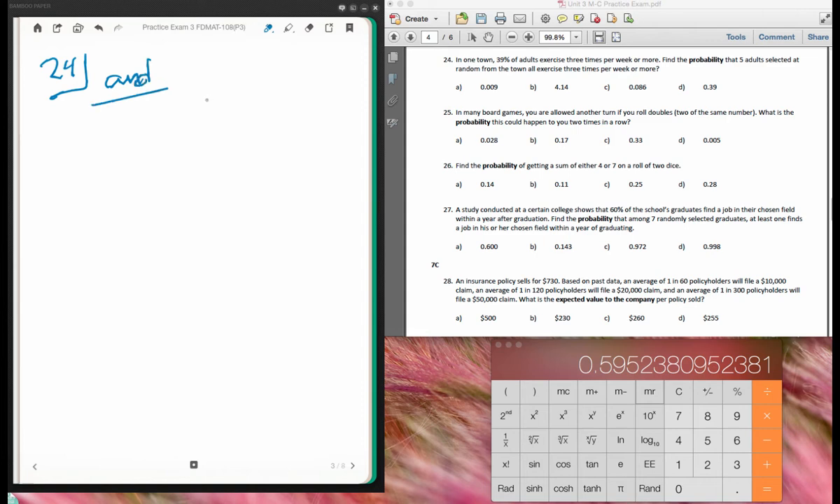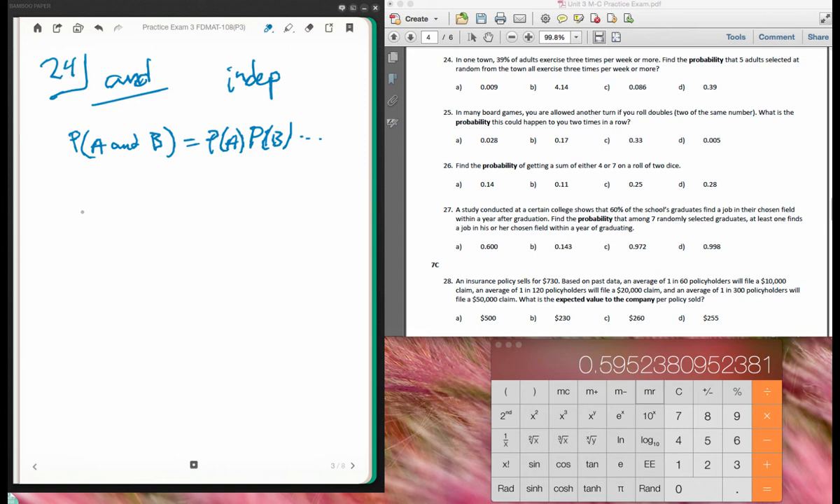So the next question you have to ask yourself is, is this dependent or independent? Well, 39% of the adults exercise 3 times or more a week, so each selection is independent. It doesn't depend on me selecting. So we're going to say independent. And so if you remember, that is just us multiplying across the probability of A, probability of B, and so on. So that's how this is going to look.